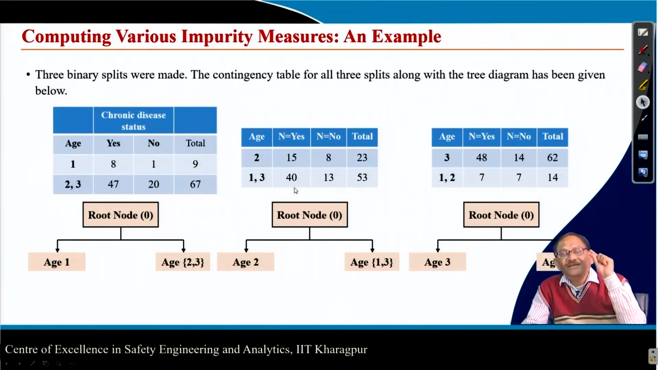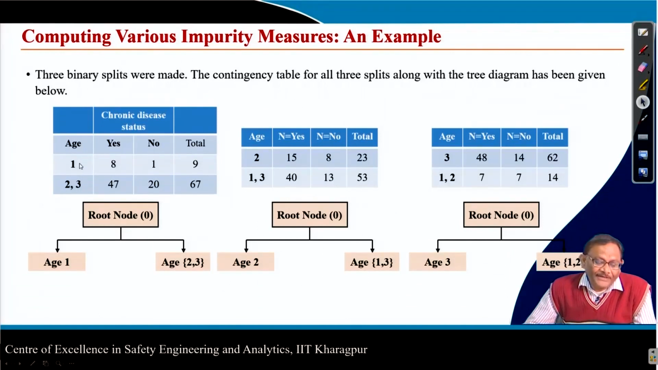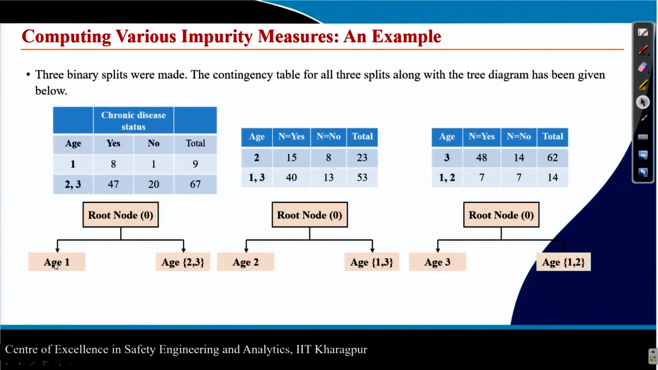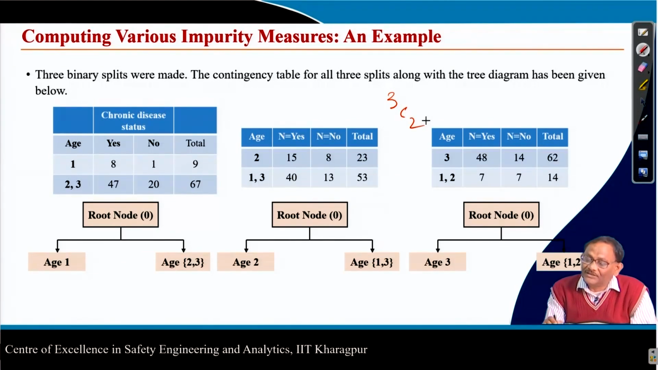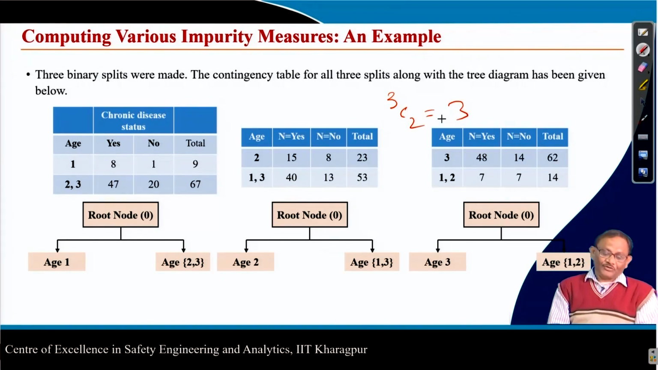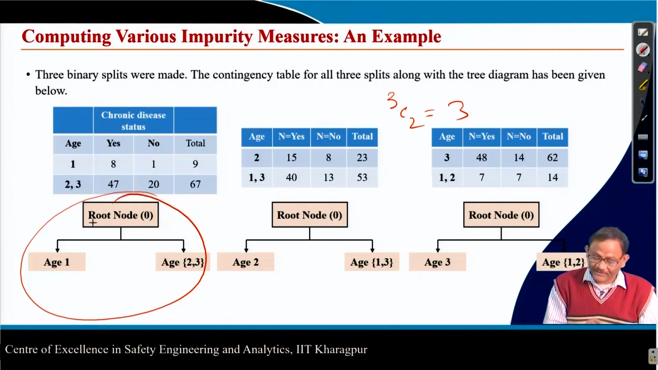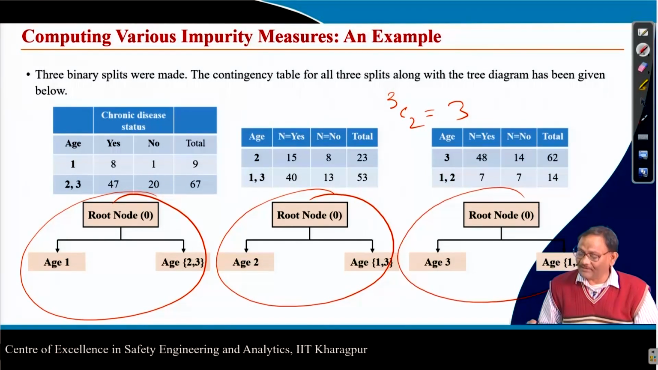So we have 3 age groups: let it be age 1, age 2 and age 3. I told you that if a predictor variable has 3 different groups or categories, then from a binary splitting point of view, you can go for the 3C2 combination. So that is given here, the 3 different splits.